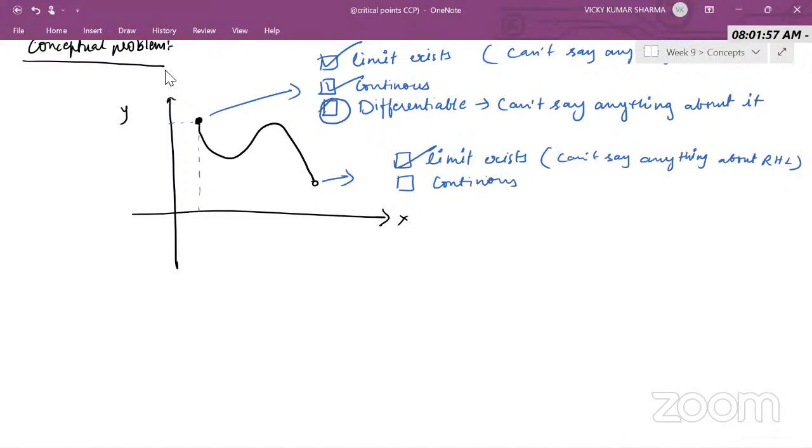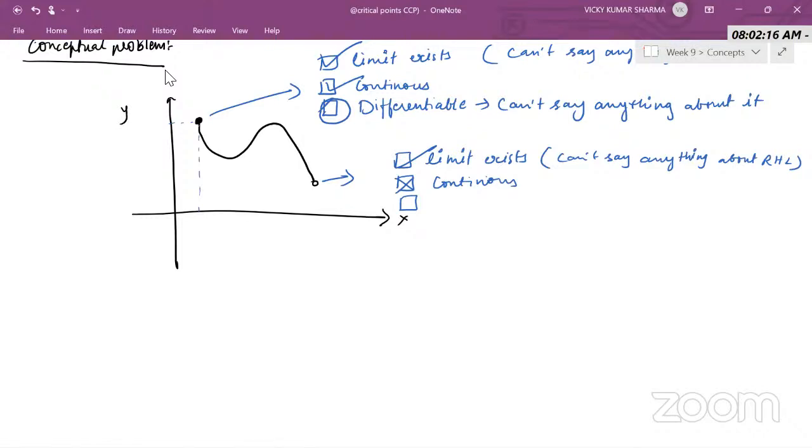So basically it is not continuous. Why? Because the functional value is not given. That's what I'm thinking: when you ask whether the limit exists or not, yeah, that's why I told you. This is what we always make a mistake on, because there is a very slight difference between limit and continuity.